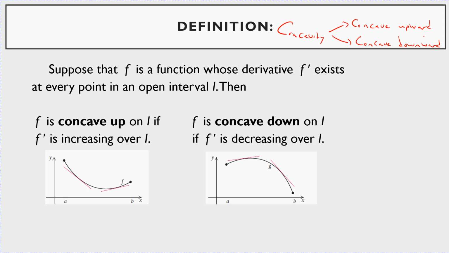Well, how can you determine if f prime is increasing? You look at the rate of change of f prime. What's the rate of change of f prime? That's f double prime, right? And so here's what it means to be concave up: the slope of the tangent line is increasing.